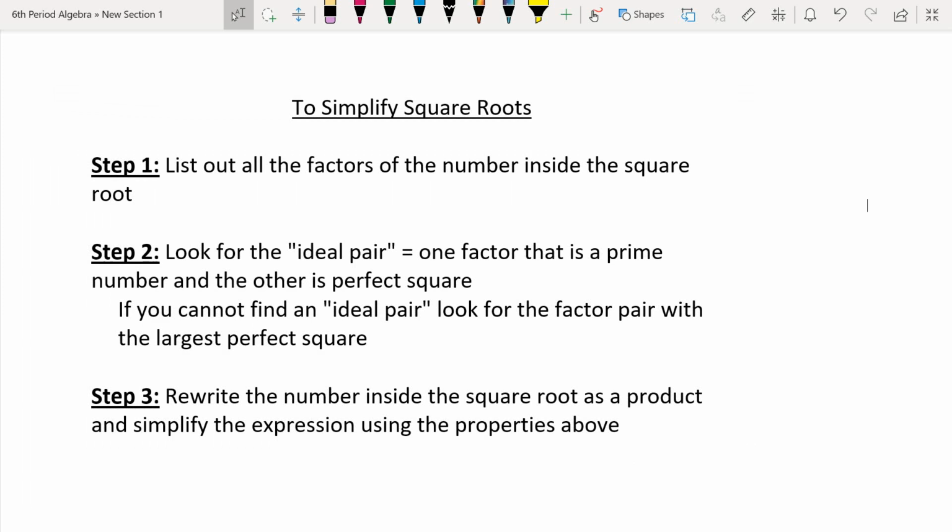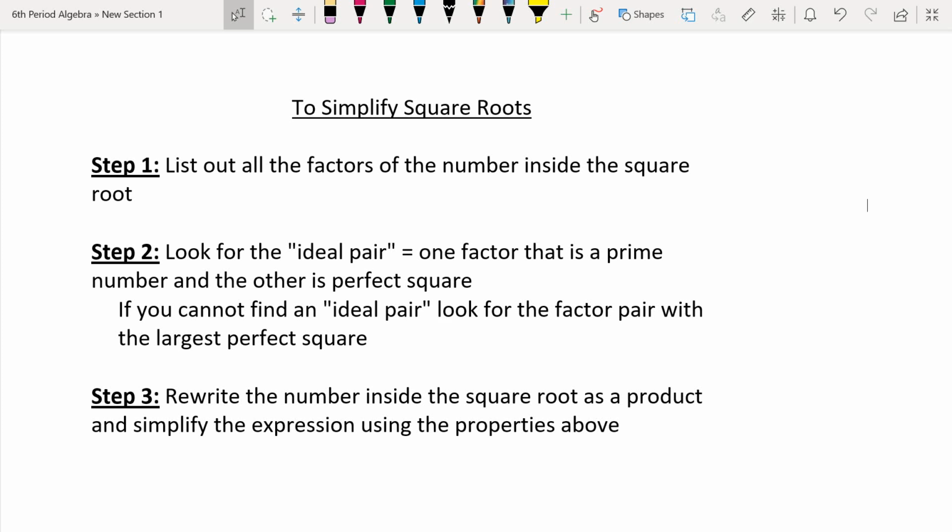Step 1 says list out all the factors of the number inside the square root. Step 2: look for the ideal pair. Well, what does that mean? An ideal pair, and this is just my phrasing, trying to simplify things, is when you have one factor that is a prime number and the other is a perfect square.